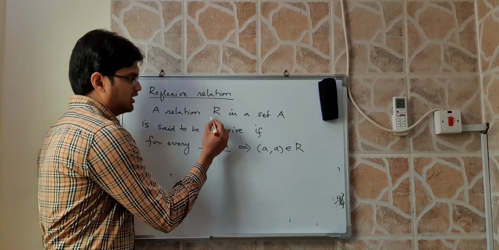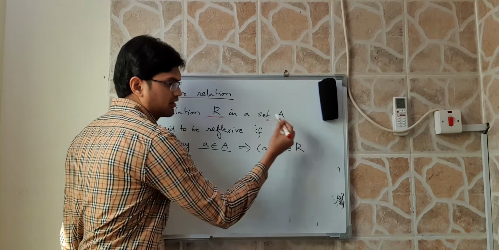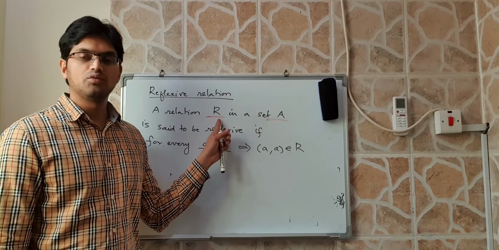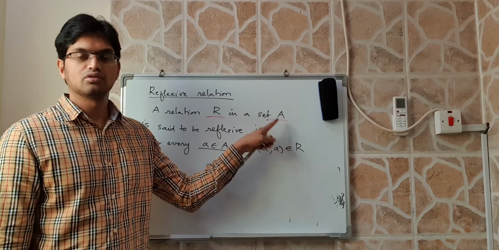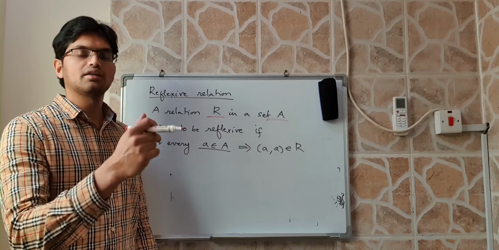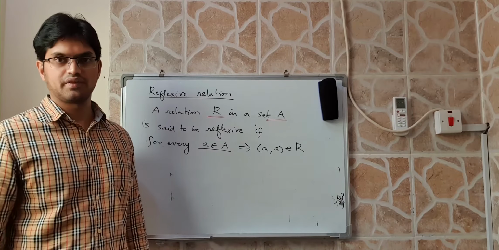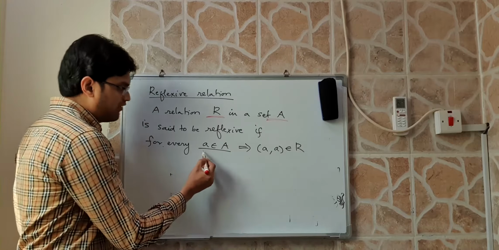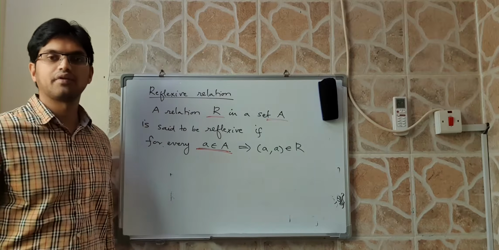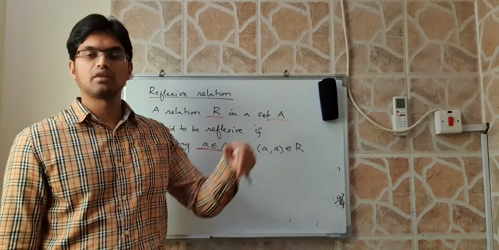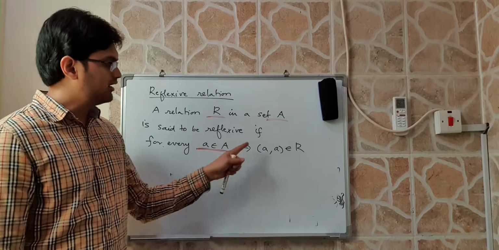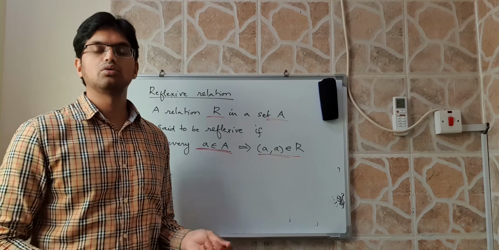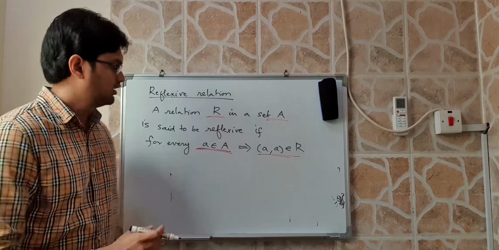See, a relation R in a set A. With this, what did you understand? We have to take R, which is a subset of A cross A. So we should first perform A cross A and look at the subset of A cross A. After that, it is said to be reflexive if for every a belongs to A. That means for every element in A we have to look, and then check (a, a) in the relation R. For example, to explain it better, I'll take the same example.